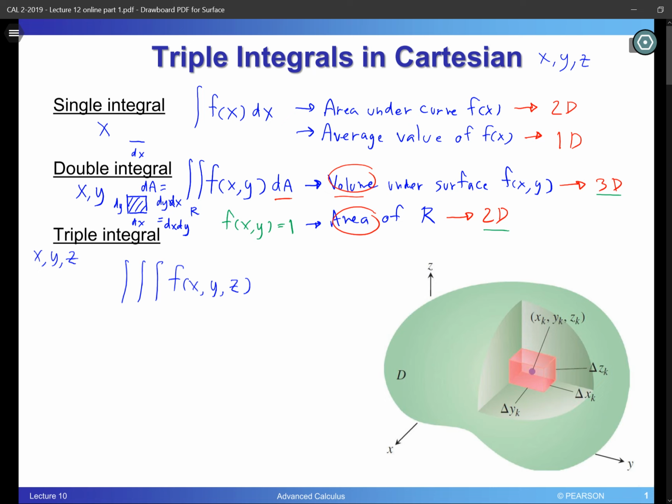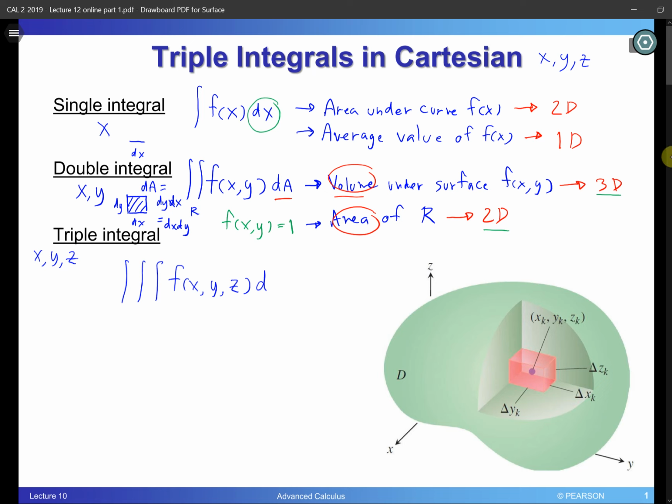What comes after this function f(x, y, z)? It has to be some certain differential. And we don't know what that is, so let's guess what it is going to be. So let's take a look here. Single integration, this is dx. dx is like differential distance, right?